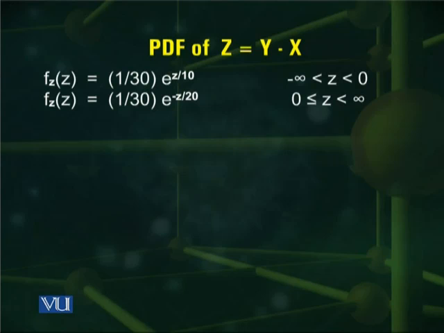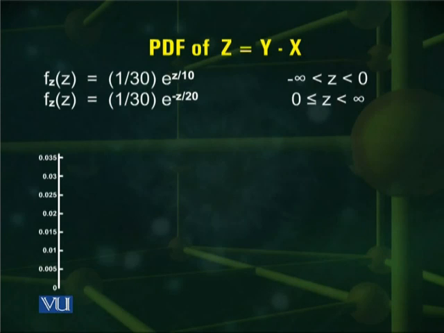For negative values of z, the PDF comes out to be 1 over 30 times e raised to power plus z over 10. And for positive values of z, this comes out to be 1 over 30 e raised to power minus z over 20. And for a value of z which is exactly equal to 0, this comes out to be 1 over 30.